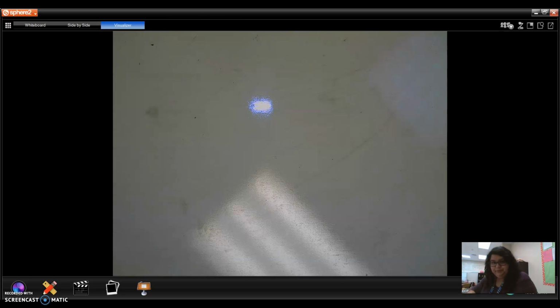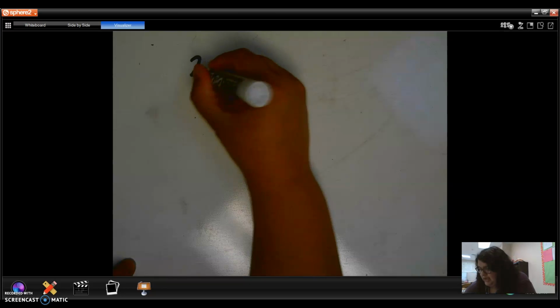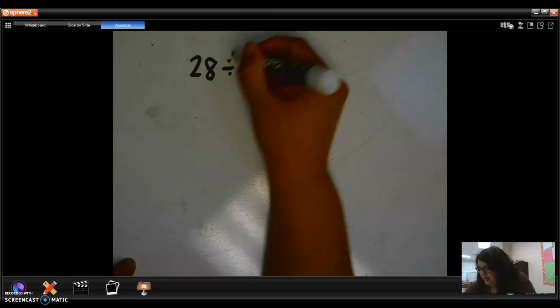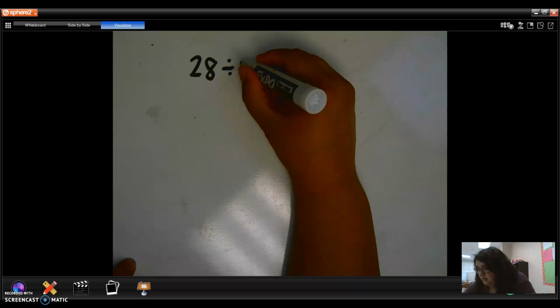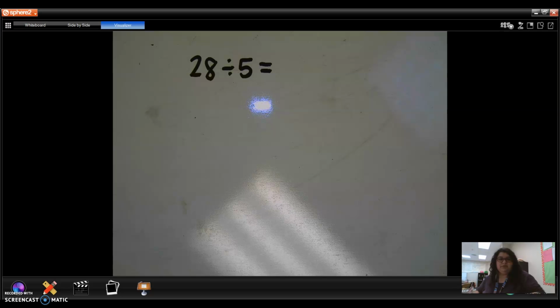Okay, so the Pac-10 strategy. The idea is that we are trying to divide whole numbers with equal groups. So say, for example, we have 28 divided by 5.